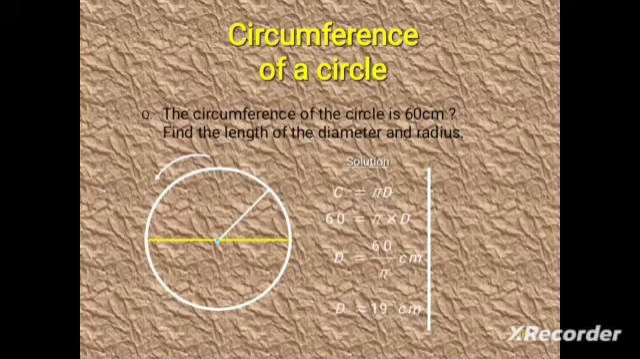With the diameter we can find the radius because we have diameter equal to 2R. So we divide this figure by 2 and our R will be 19/2. That gives us 9.5 centimeter.